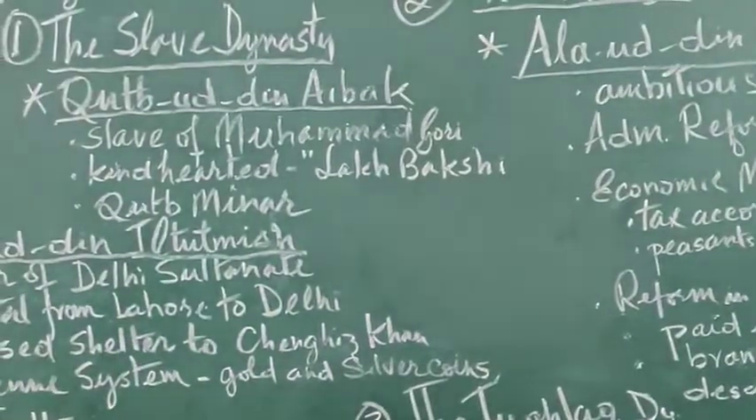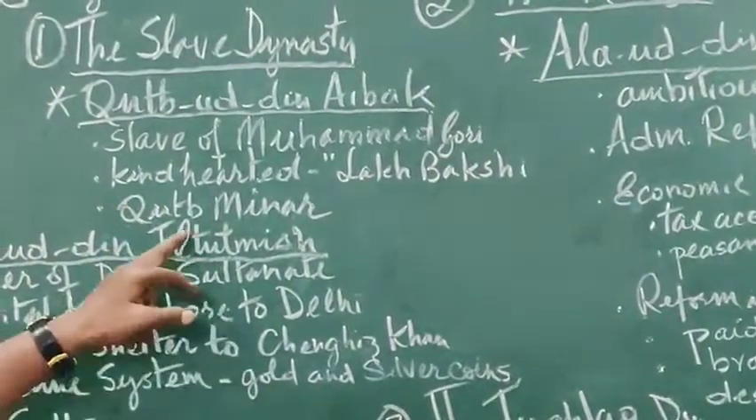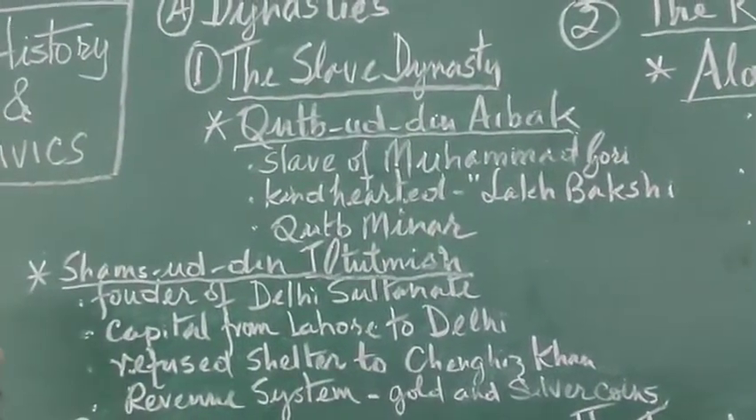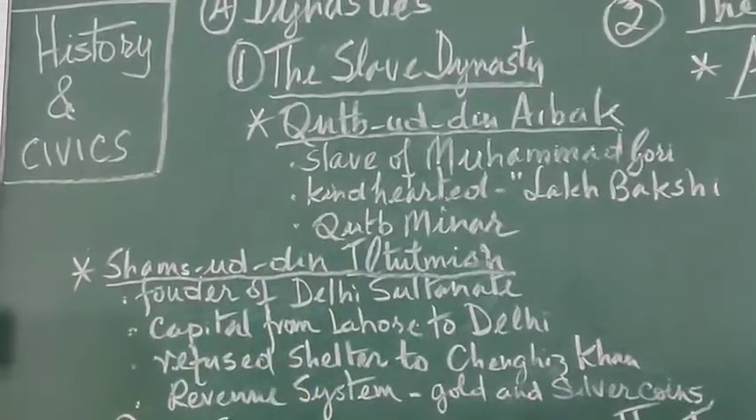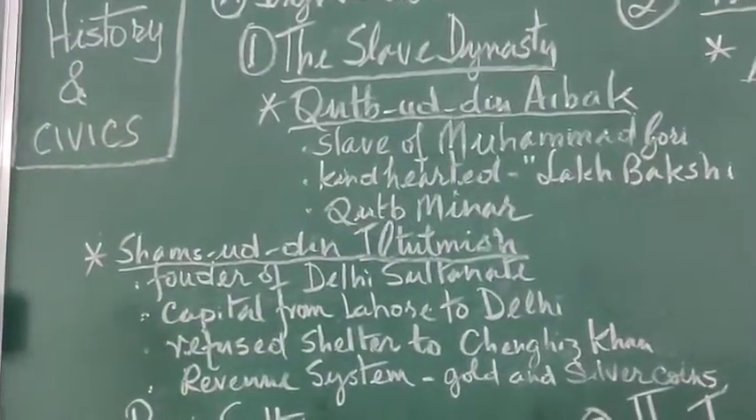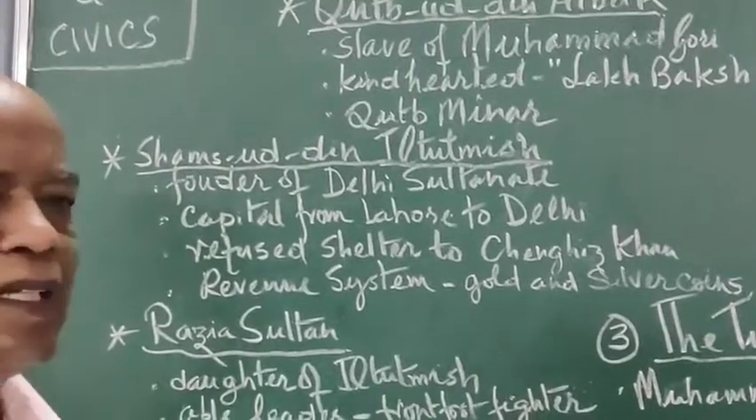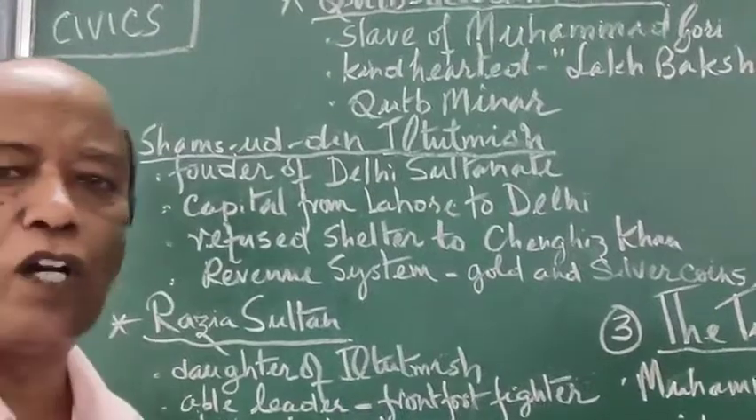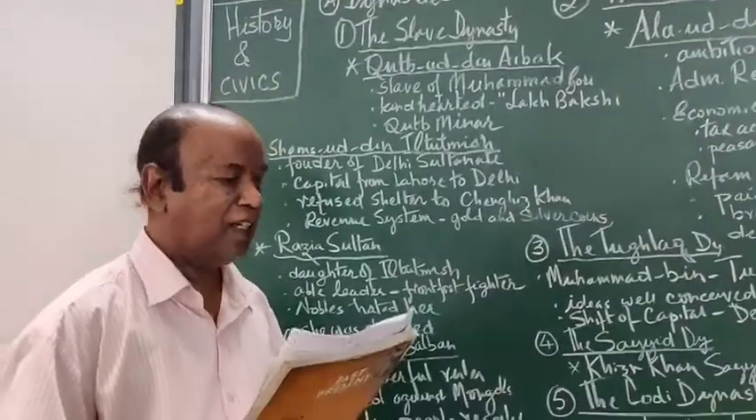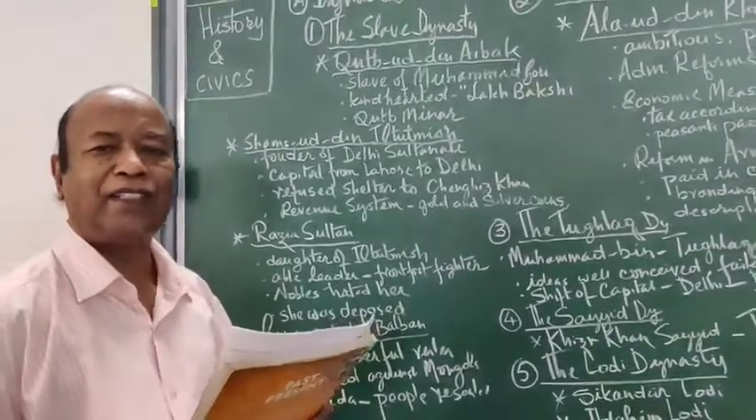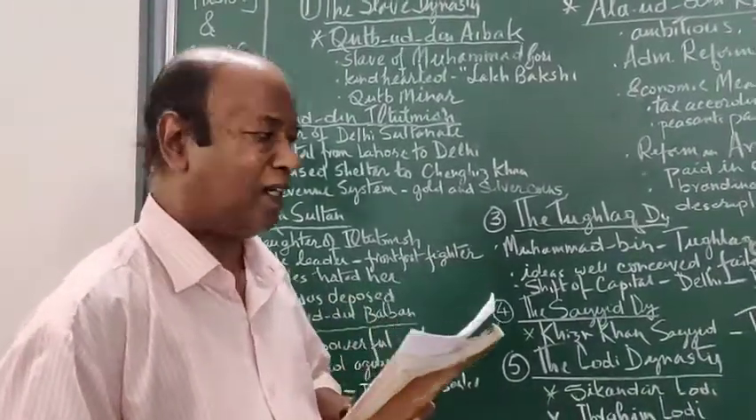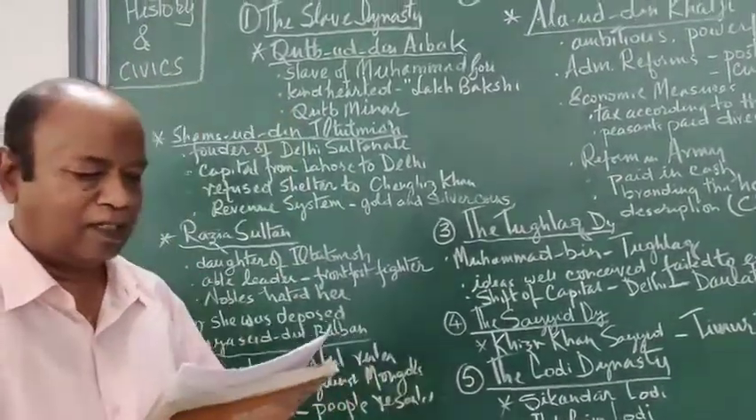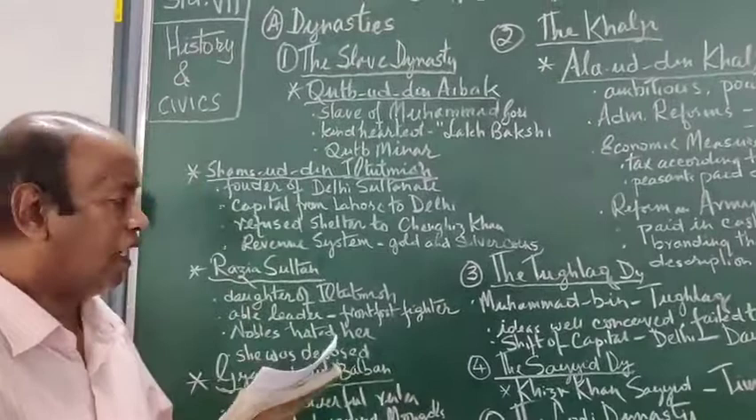He made many buildings, many mosques. Also he began the Qutub Minar, a five-storey Qutub Minar. And it was finished after him. After him, one king came called Shamsuddin Iltutmish. He was a very powerful ruler of that dynasty. And he shifted his capital from Lahore to Delhi. From that time onwards, Delhi became the capital of the Slave dynasty.